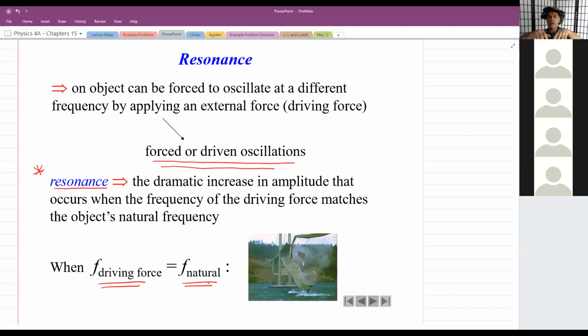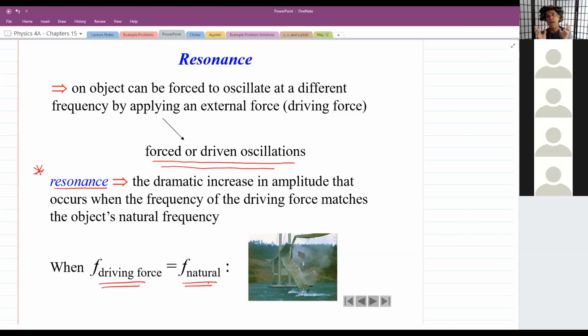But if I time my pushes at just the same frequency that this thing wants to oscillate at, even the tiniest force can cause this dramatic increase in amplitude. And what I want to do is show you some cool videos that have resonance phenomena in it.